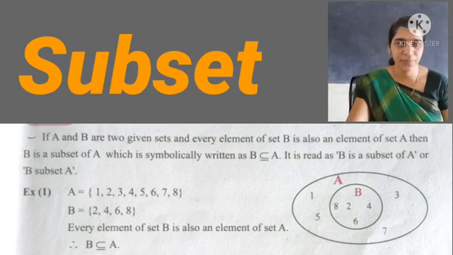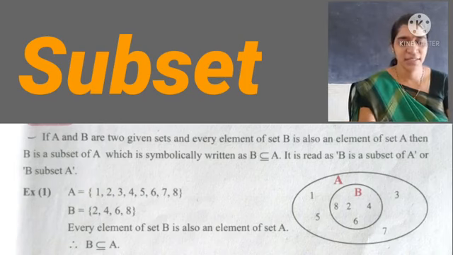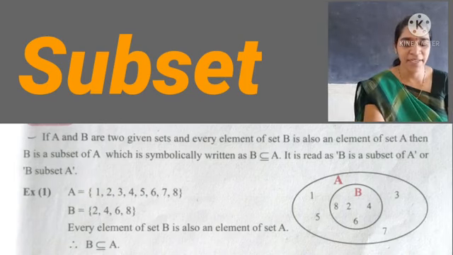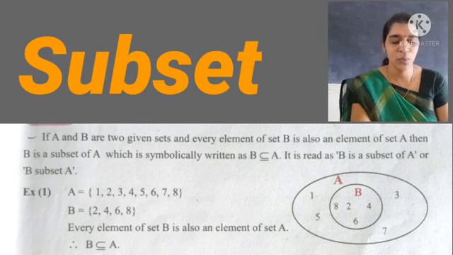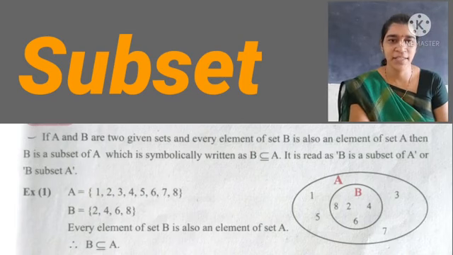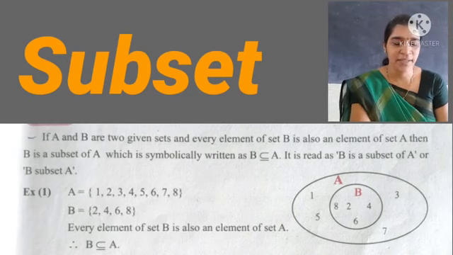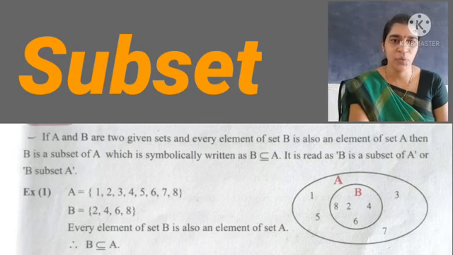See the figure given here. In this figure, set A contains, set B contains which elements? 2, 4, 6 and 8. These are the elements contained in set B. And set A contains elements 1, 5, 3, 7, 8, 2, 4 and 6.